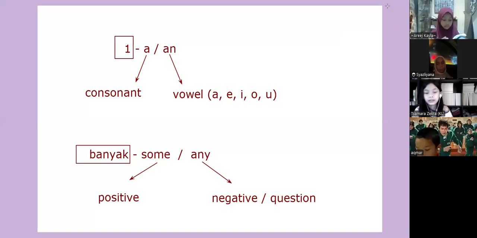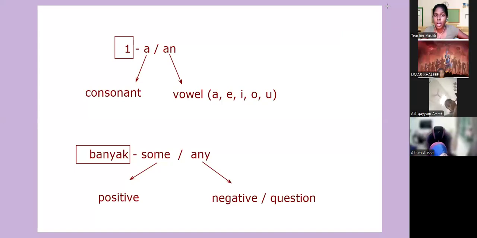Yes, I'm done. This one you have to memorize. Kena hafal ya benda ni. Satu means guna a or an. A is for consonants. An is used for words that start with a, e, i, o, u. If there are many, you use some or any. Some adalah untuk ayat positif. Any adalah untuk negative or question.